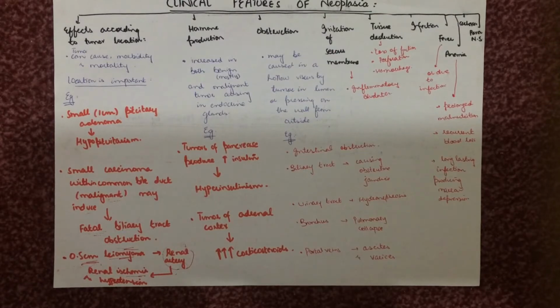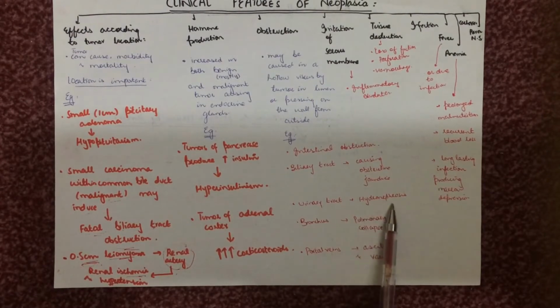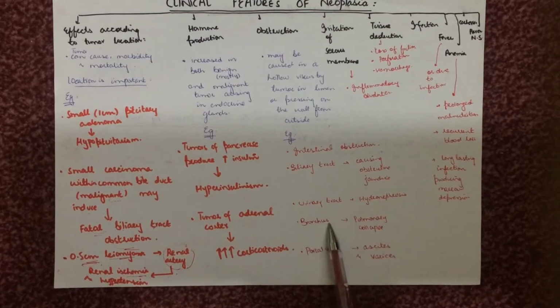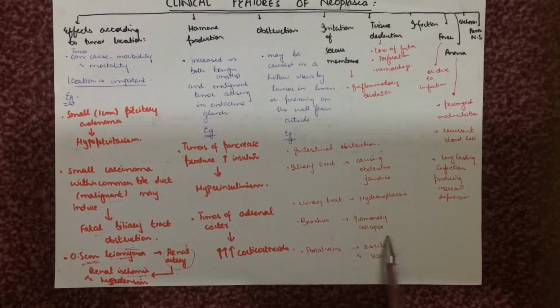Obstruction may be caused in a hollow viscus by a tumor in the lumen or pressing on the wall from outside. For example, intestinal obstruction, or in the biliary tract, obstruction may lead to obstructive jaundice. In the urinary tract, it may lead to hydronephrosis. In the bronchus, it may lead to pulmonary collapse. And in the portal vein, it leads to ascites and varices.